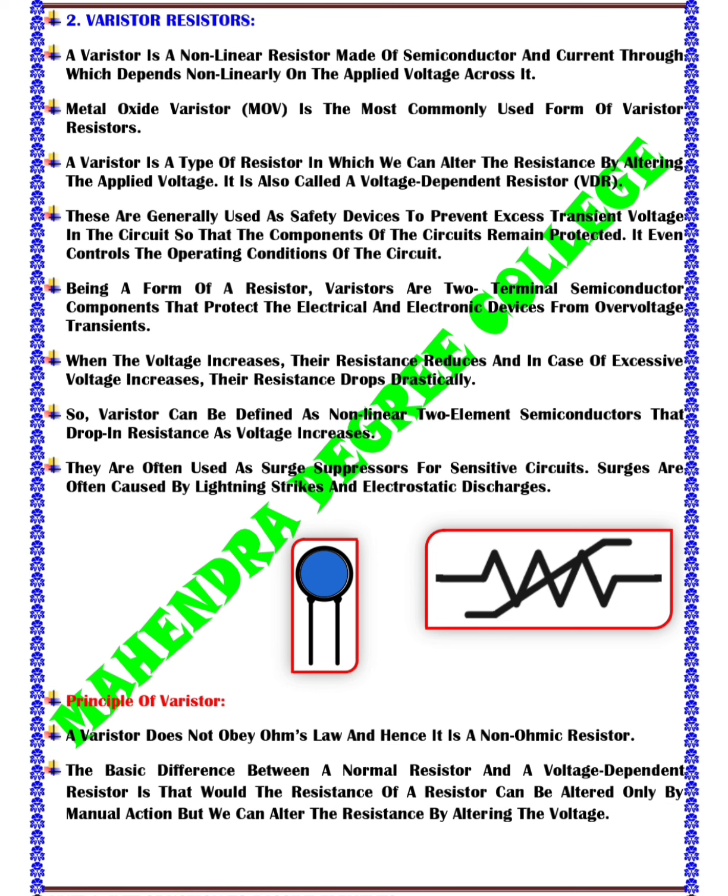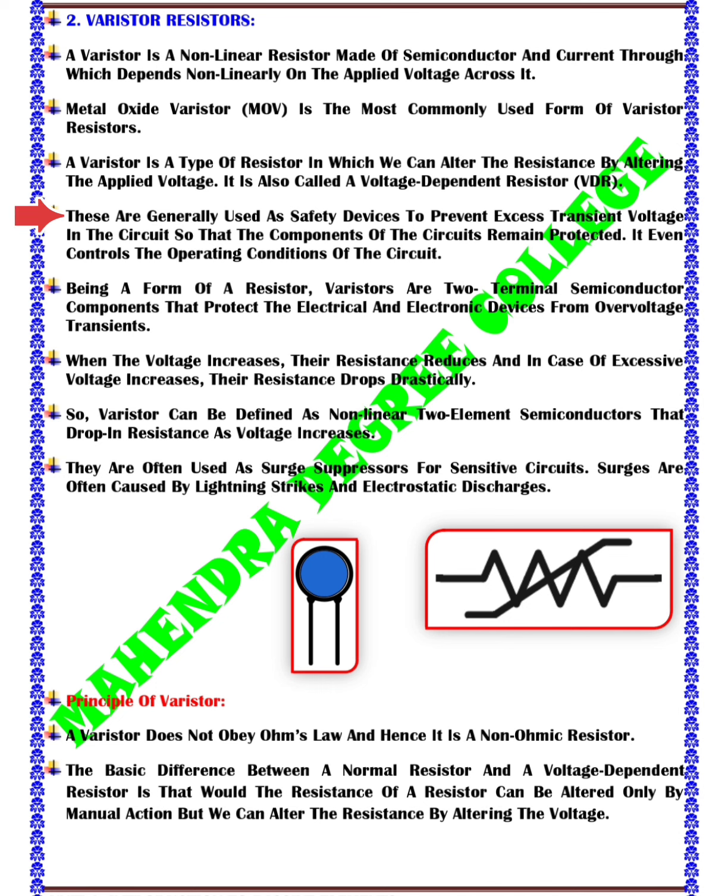A varistor, also known as a voltage-dependent resistor (VDR), is a type of resistor whose resistance changes with the applied voltage. Specifically, its resistance decreases as the applied voltage increases. This characteristic makes them useful for protecting circuits from voltage surges and transients.